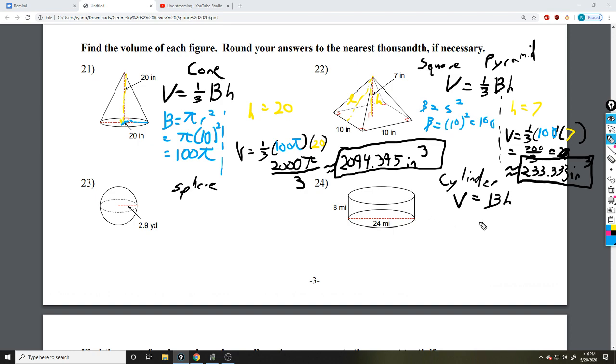Area of the base. Pi r squared. Pi times our radius is 12 squared. Our radius is 12 because, again, we're going halfway across. The 24 that we're given is a diameter. Diameter goes from one end of the circle all the way to the other. So if we want the radius, which is halfway across, we're going to cut that in half. So pi times 12 squared is 144 pi.